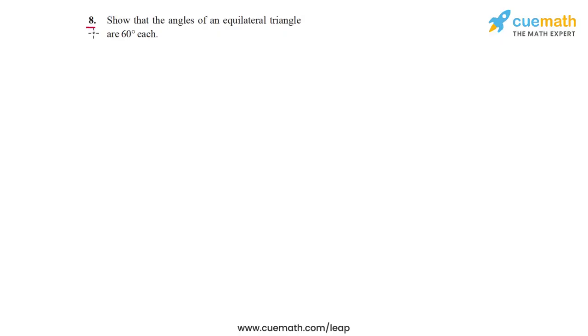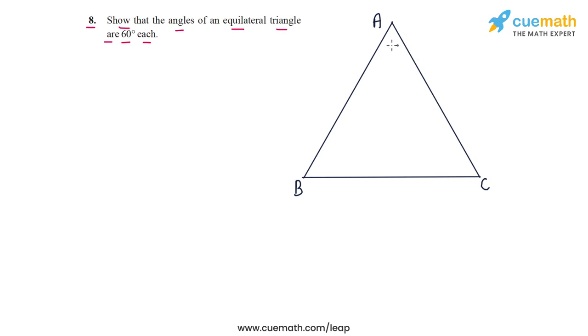The problem statement in question 8 says, show that the angles of an equilateral triangle are 60 degrees each. So this is a fact that you would already be familiar with, but in this problem we have to prove this fact rigorously. So let's draw an equilateral triangle. So this triangle ABC that you see is equilateral, and we will now prove that each angle of this triangle is 60 degrees.